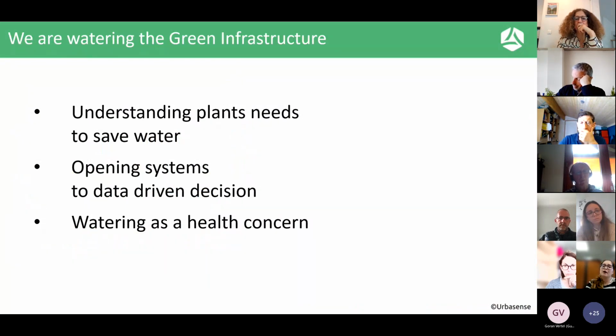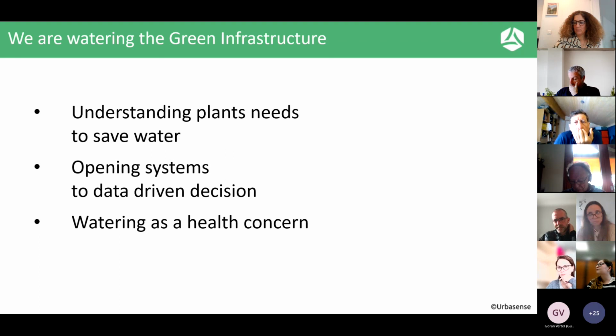So the really important point is that we are understanding the plant's needs to save water. We only water the plants when they need it. There is no interest of watering the plants when the water reserves in the soils are already full. You're just wasting water. And you can have enough information on the plant's needs to use the water you put in the soil to have a real effect.